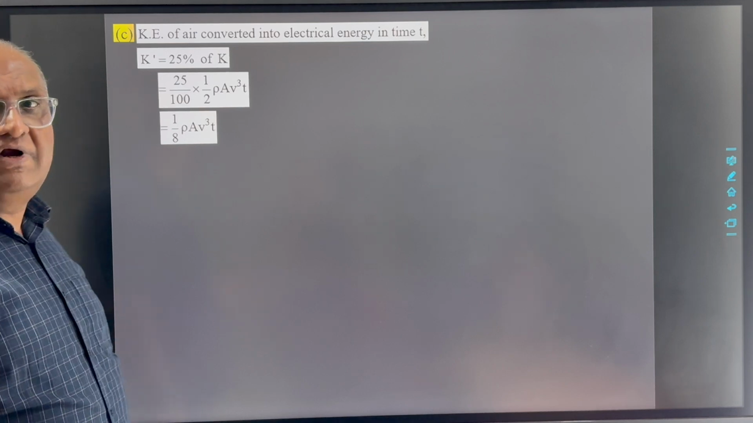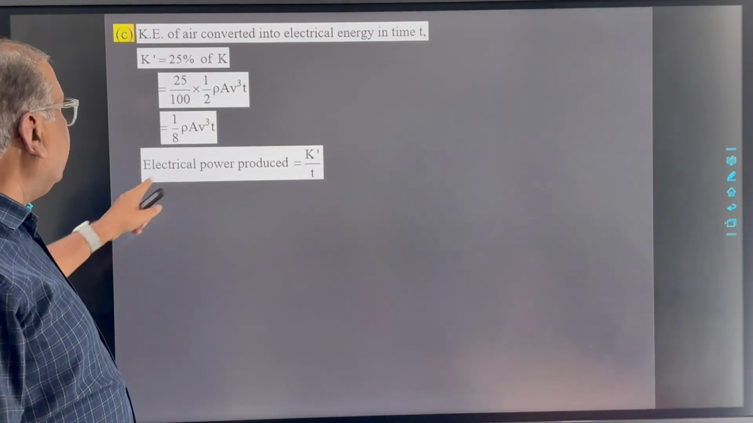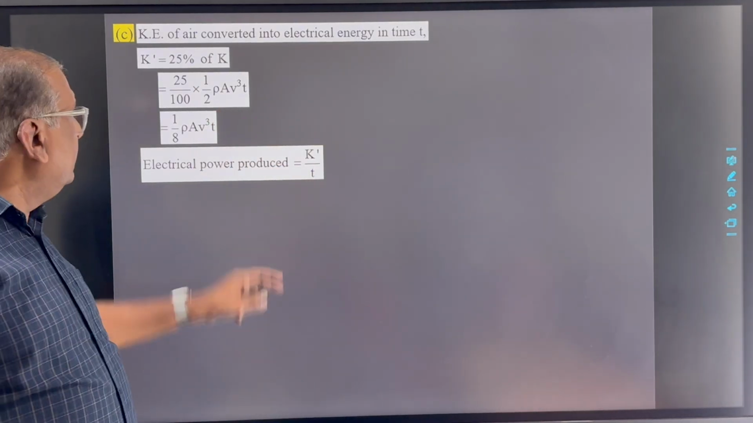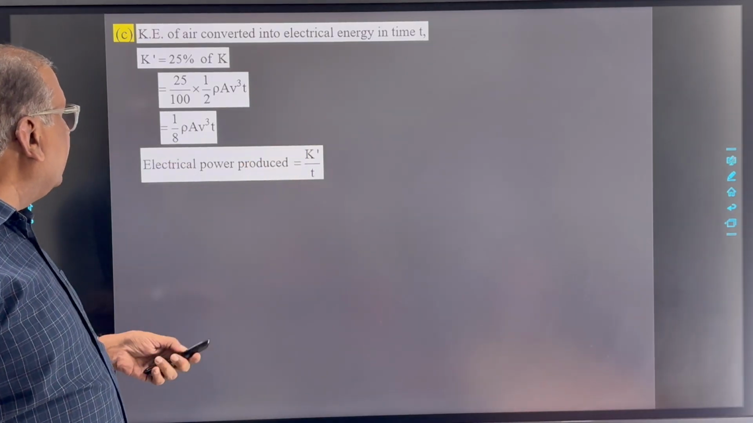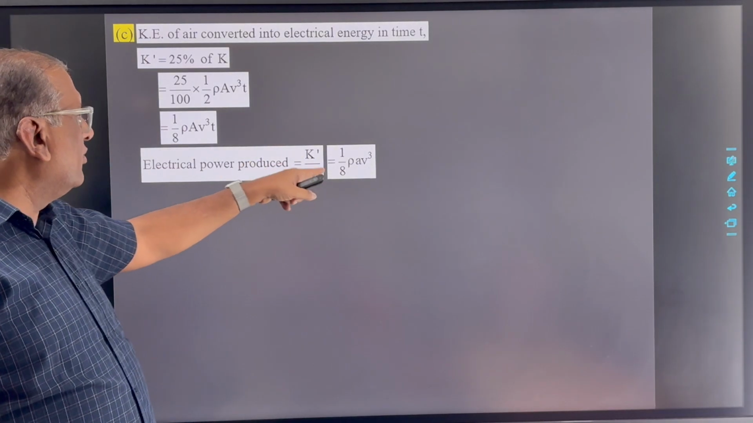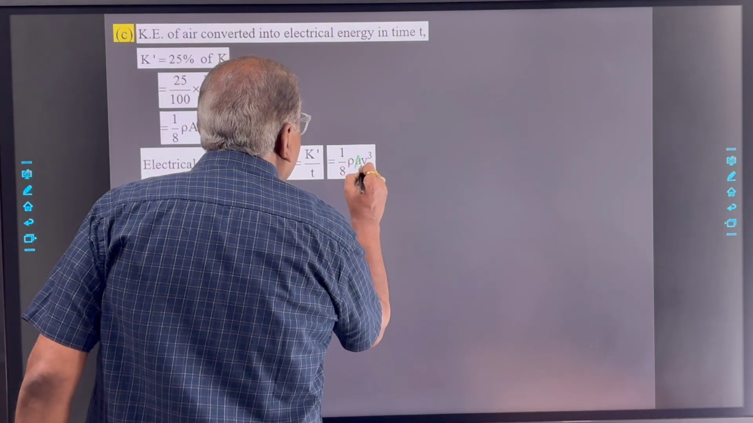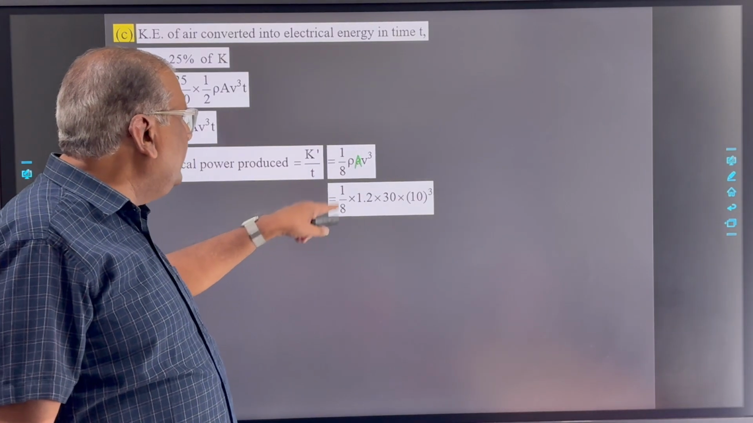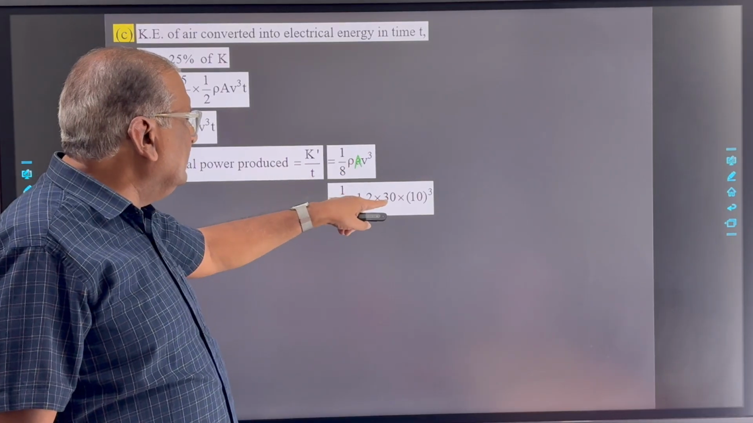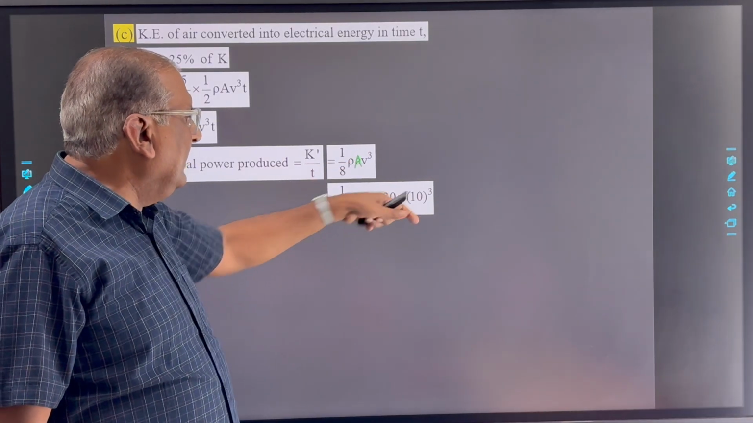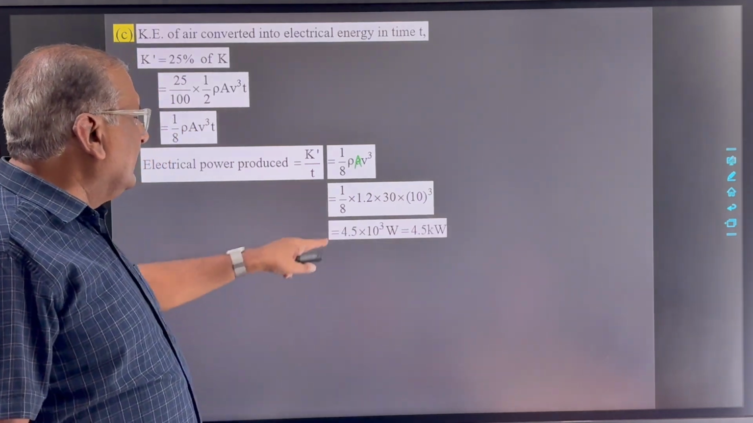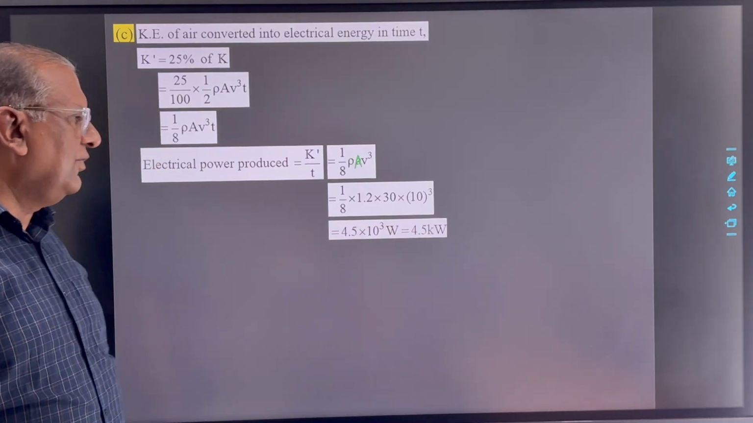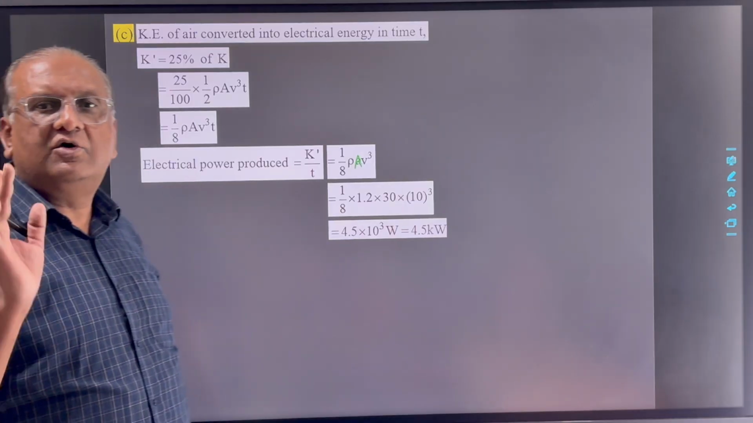Now we want to calculate the electrical power. Electrical power produced is the electrical energy produced per unit time, so K dash by t, which is equal to 1 by 8 rho A v cube. Now substitute the values: 1 by 8, rho is 1.2, area is 30, and speed is 10, 10 cube. Solve it. You will get the answer 4.5 into 10 raised to 3 watt, which is 4.5 kilowatt. Clear to all of you?